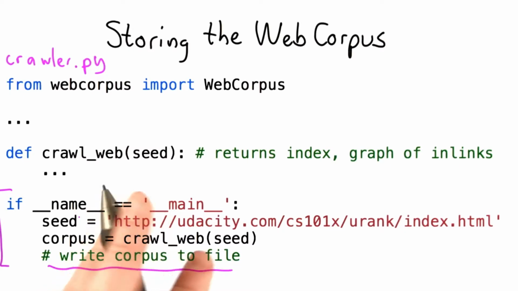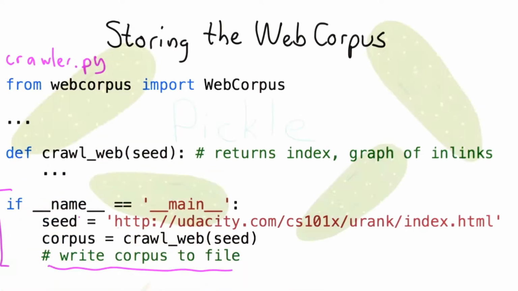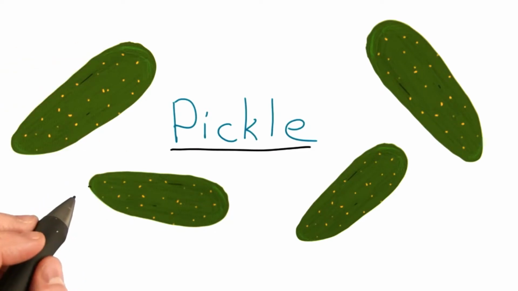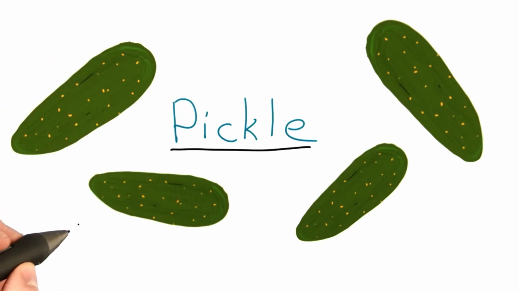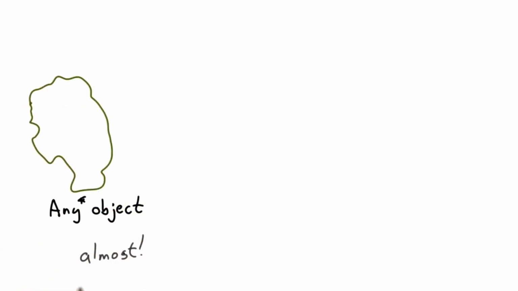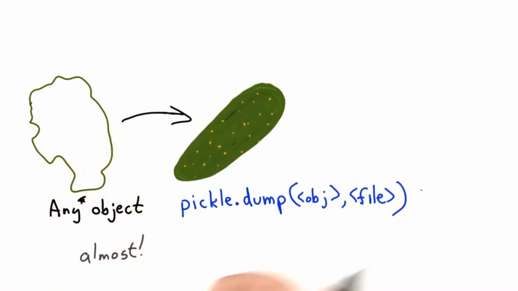There's actually an easier way to do that that's built into Python. And the way to do it is called pickling. This is one of my favorite modules built into Python. What the pickle module allows us to do is take any object, actually almost any object, we won't get into the ones that it doesn't work on, pickle it, and we can do that by using pickle.dump that takes in an object and a file.